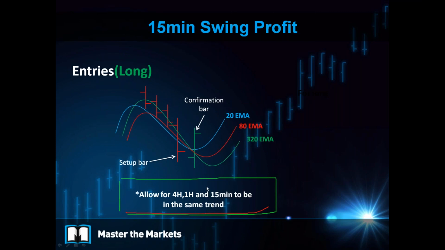Great. So we wait for it to be in the same trend, and then we'll also be looking for the moving averages, the 20, the 80, and the 320. Setup bar, this is important. For the setup bar, we're looking for it to close below the 20 EMA, and then for the confirmation bar to close above the 20 EMA as well. That's what we are looking at over here.